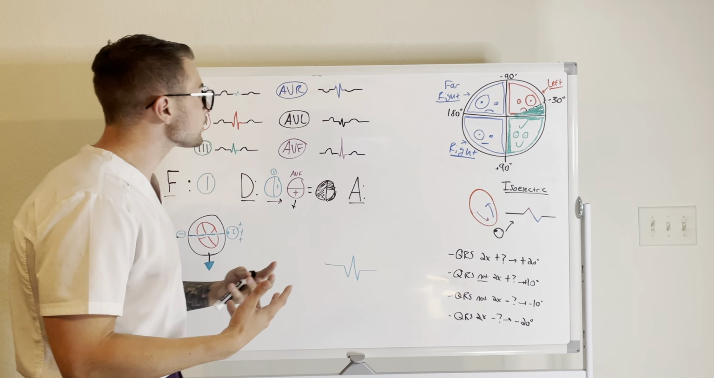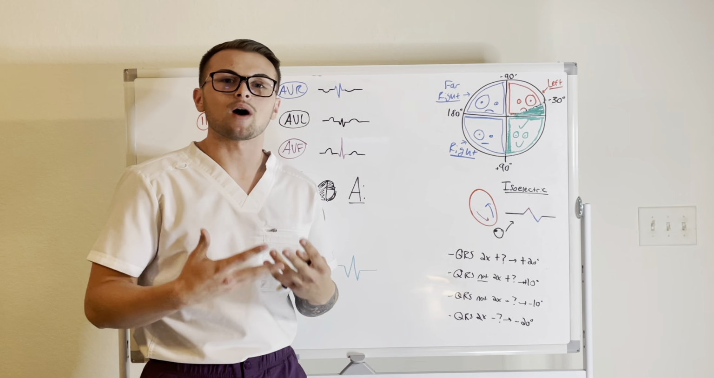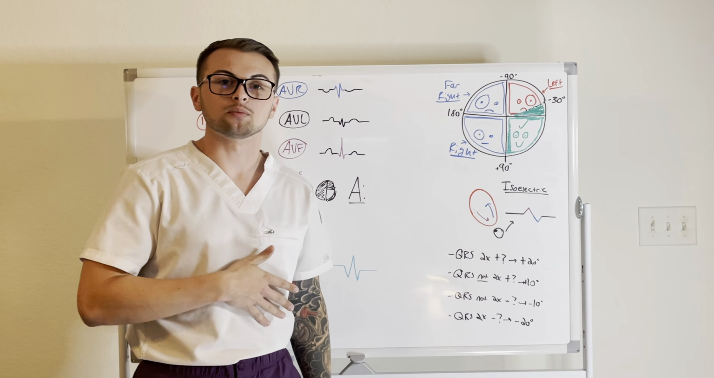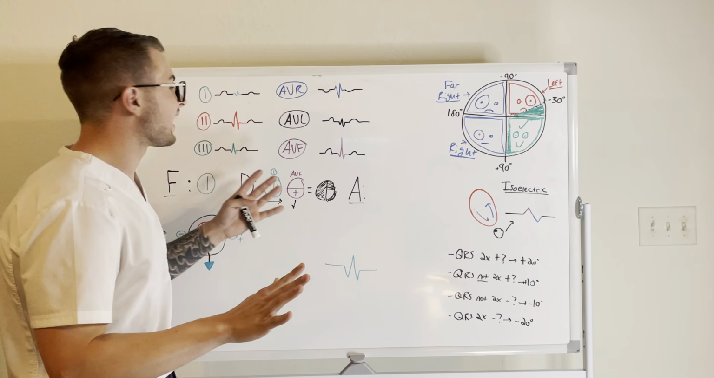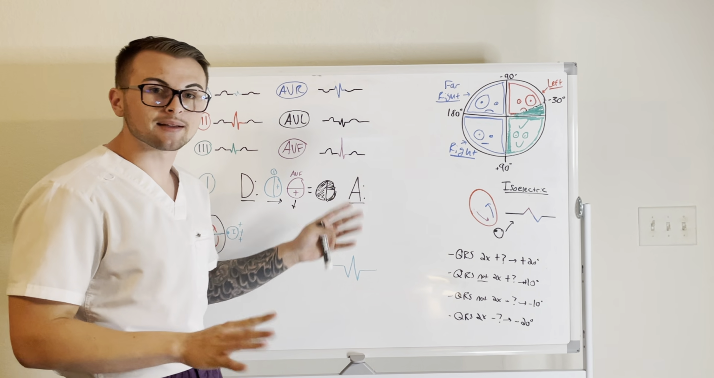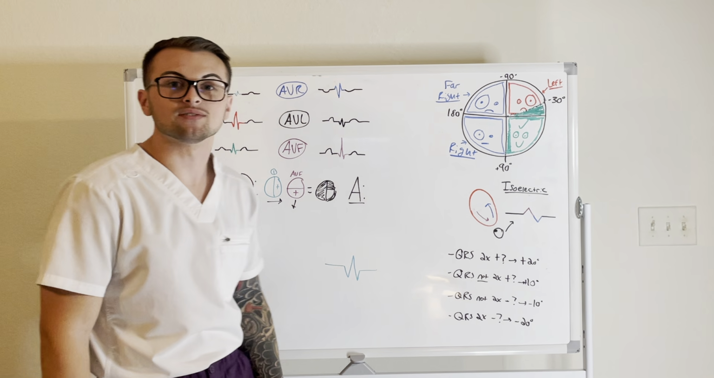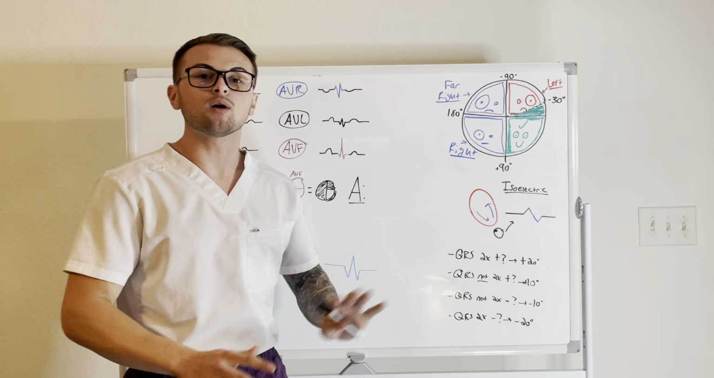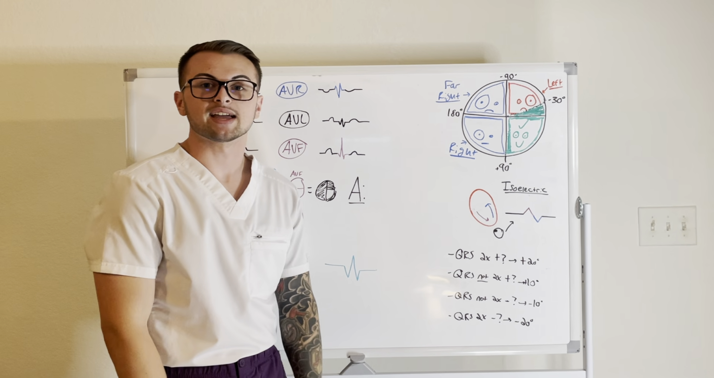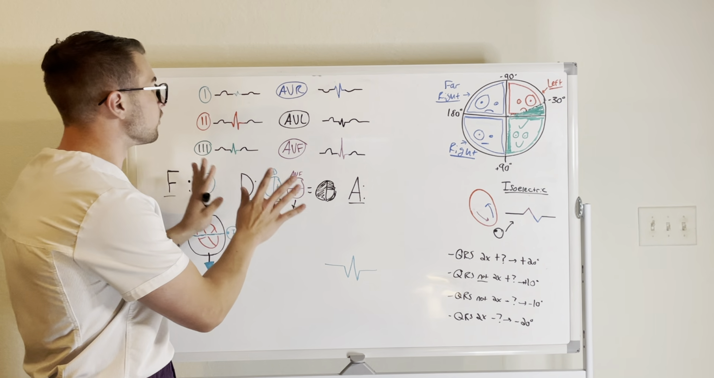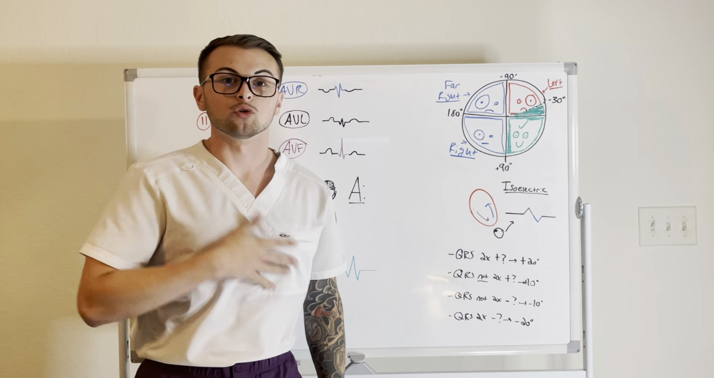So because we're only talking about the XY axis or the coronal plane, we are only looking at the hexaxial leads, meaning we are only looking at leads 1, 2, 3, AVR, AVL, and AVF. So for now, forget the chest leads in our EKG. We're just going to focus on those that are concerned with the coronal plane.